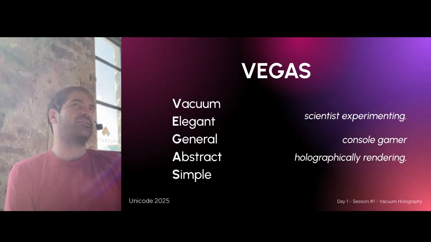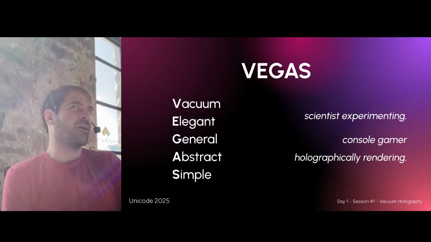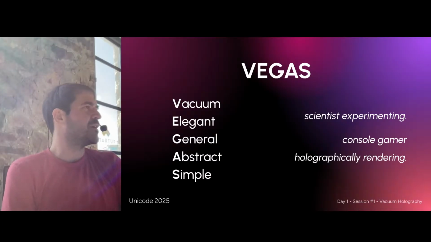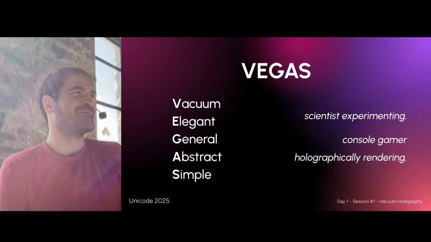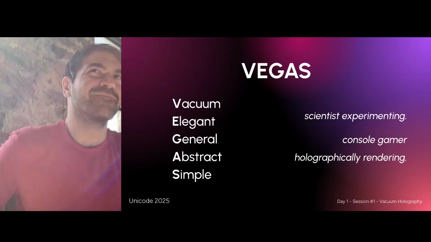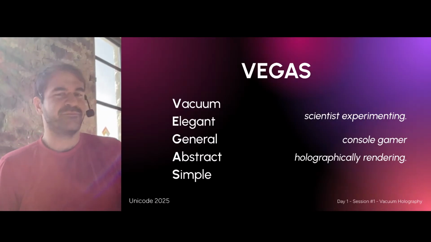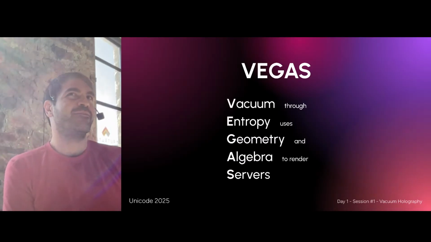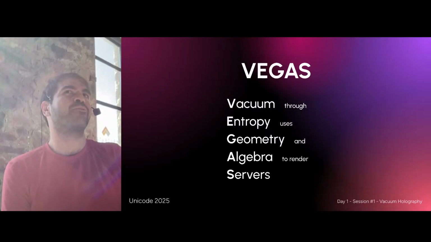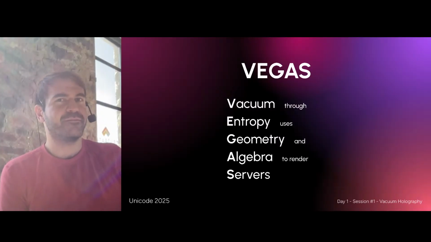And it's a scientist that's experimenting. It's a console gamer that's holographically rendering. It's trying to take as much levity into the art hologram as possible. And it's like, I'm a scientist experimenting. I'm a console gamer holographically rendering. This is quite intriguing, this little art simulation of mine. And now watch this. Vegas: Vacuum through entropy uses geometry and algebra to render servers.